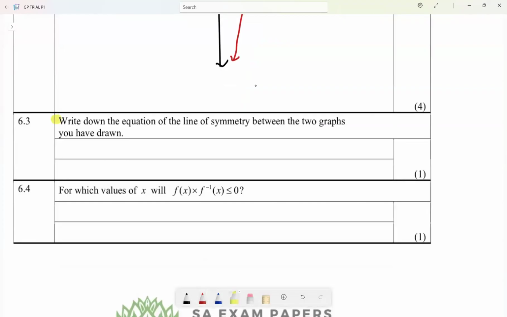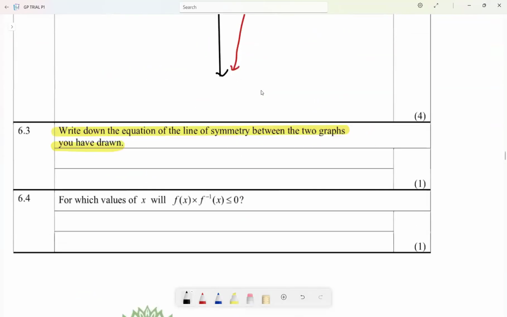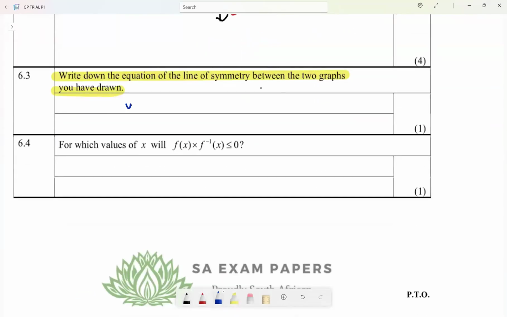They say write down the equation of the line of symmetry between the two graphs you have drawn. Remember, the line of symmetry is the line that divides the two graphs into equal parts. So it's basically this one. Which line is that? I just said that the line has an equation of y equal to x. So this is the line of symmetry between the two graphs. It forms a mirror.